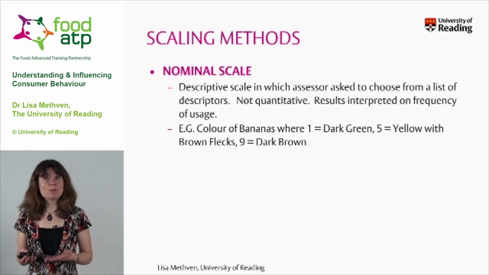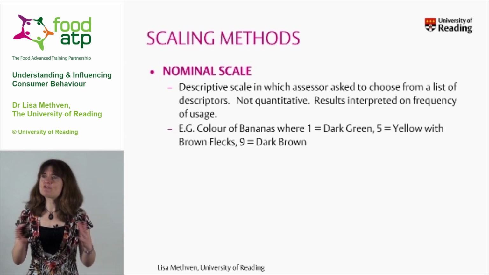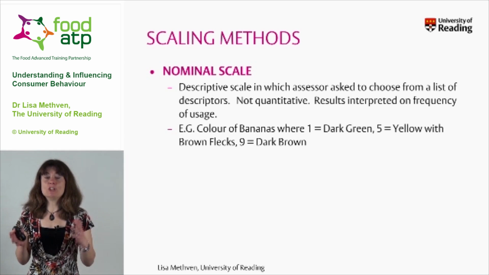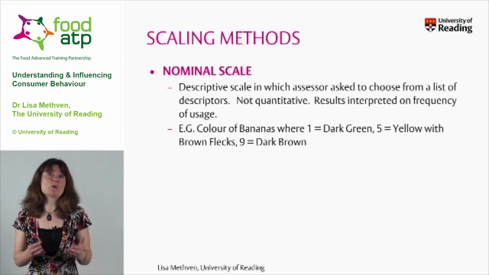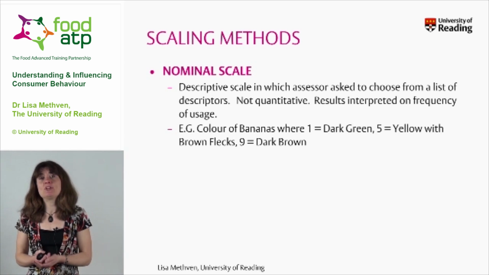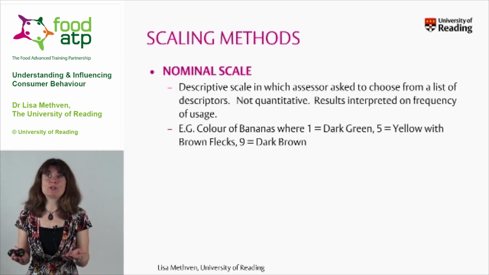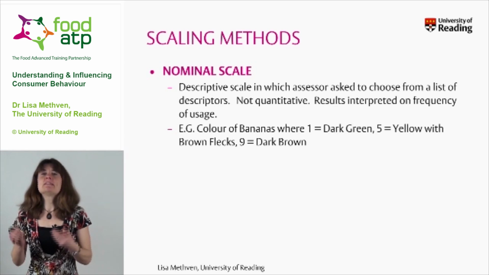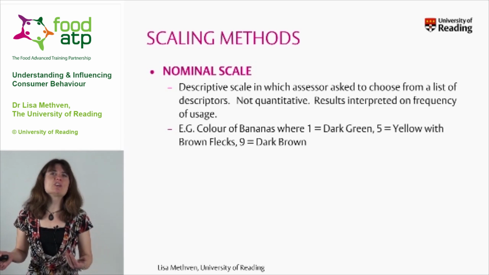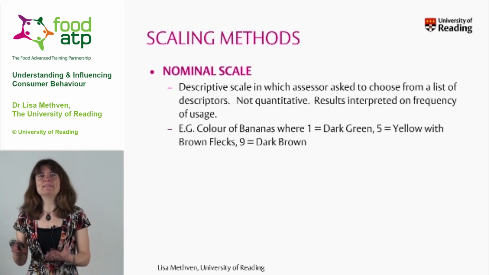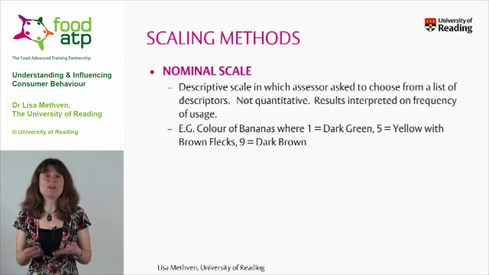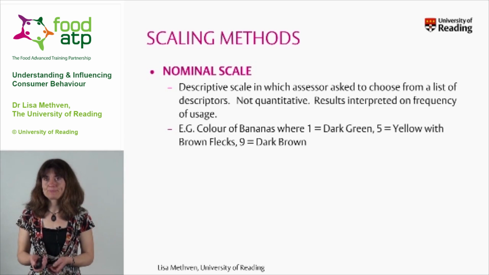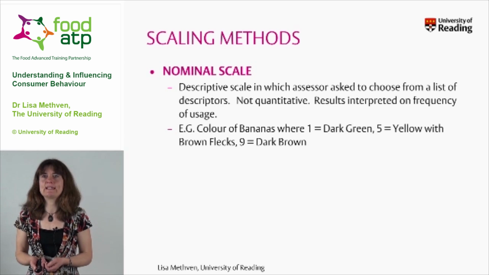You can also have nominal scales. A nominal scale is really a descriptive scale when you're just asking the consumer to tick the one that applies. So the example I've given you on the slides is something like the colour of bananas. You might be dark green, yellow with brown flecks, brown. The consumer's just going to tick a category. You can convert that to a number, but it doesn't mean that 9 is 9 times more than 1. It's just a nominal value that's given to that category. So that's a nominal scale.